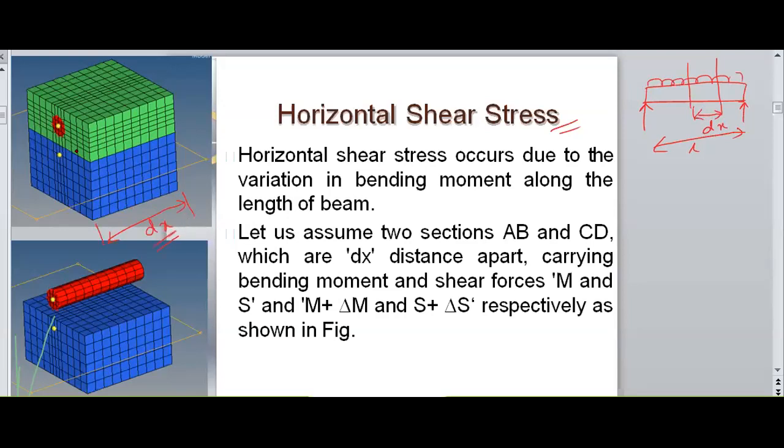So on this face, on this side, we have shear stress as S. On this side, the shear stress will be S plus delta S. And the bending moment at this side is M, and the bending moment at this side will be M plus delta M, that is, we'll call it dM.